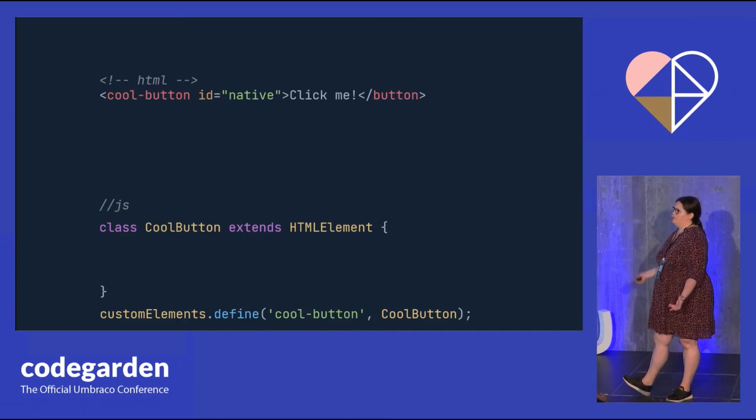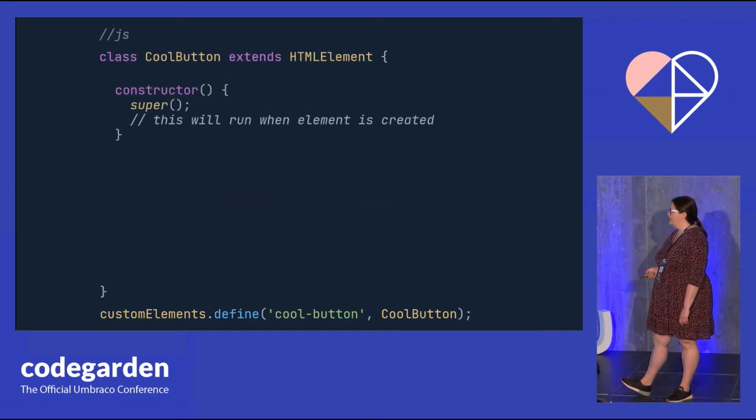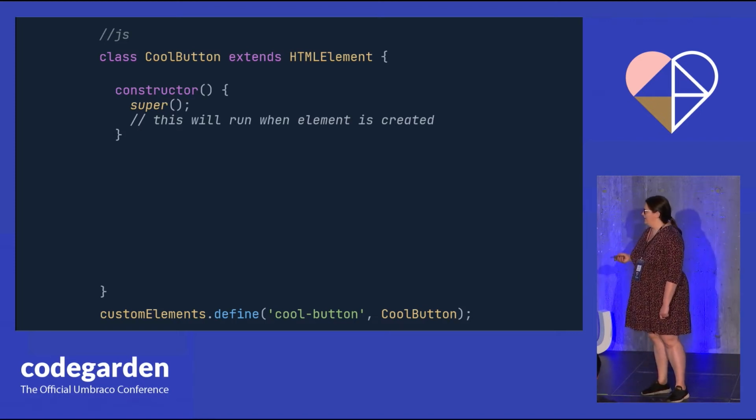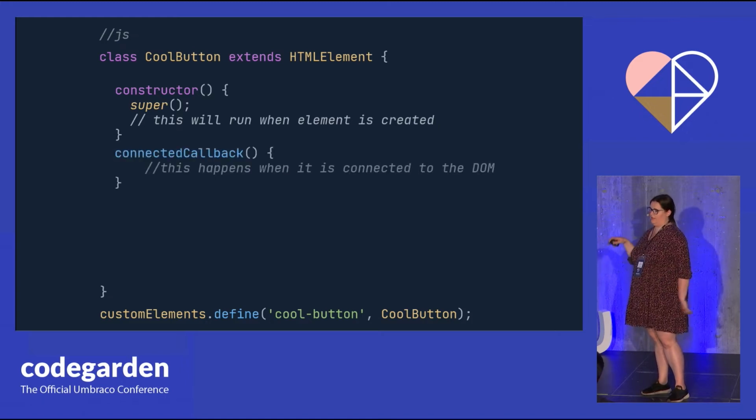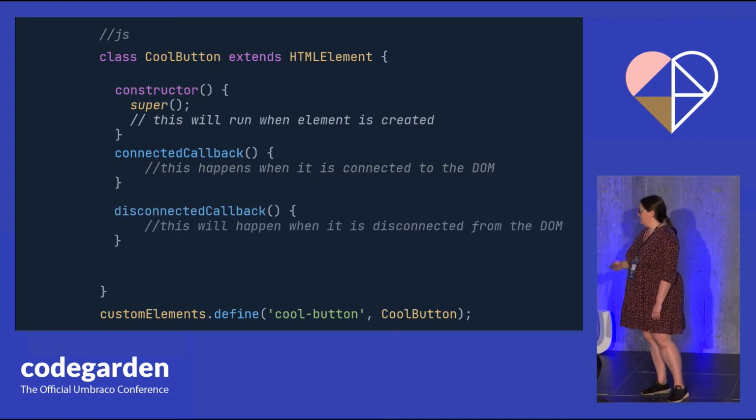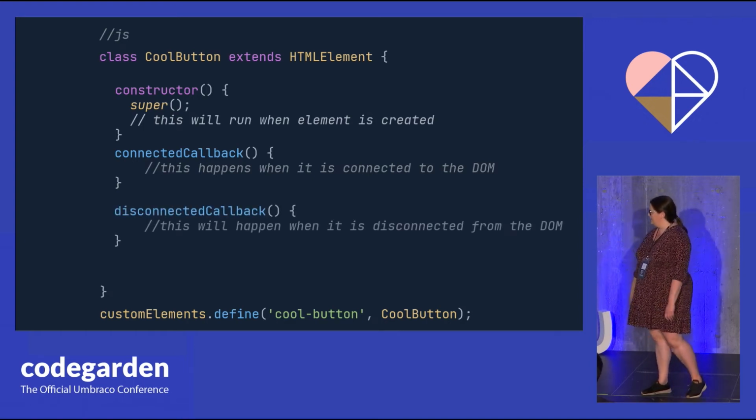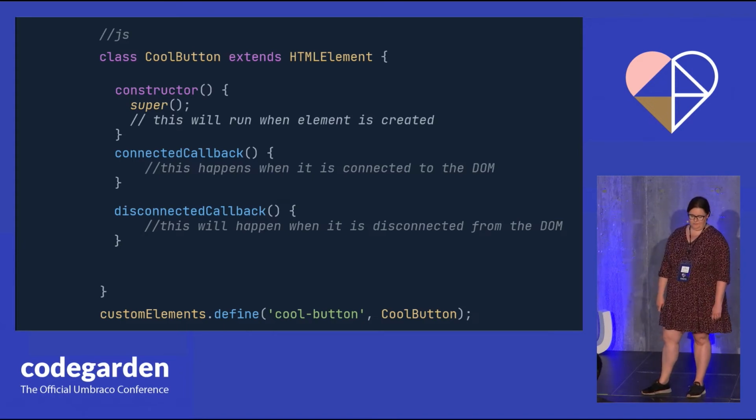And while that happens, we have some lifecycle hooks, so we can run some additional logic when the element is created by the browser, and that should be done in the constructor. We have a callback for when the element is connected to the document, and we have a callback for when the element is disconnected from the document.